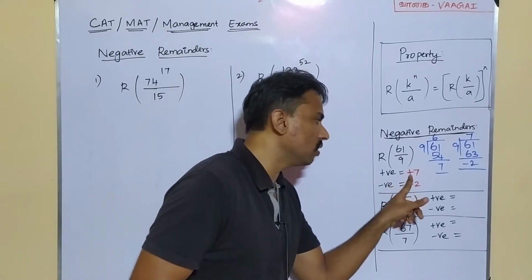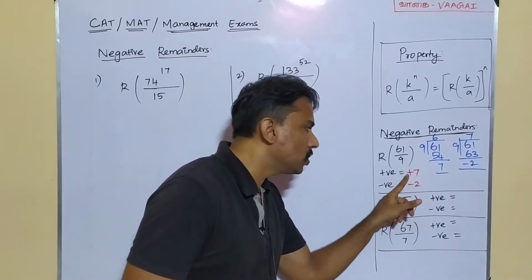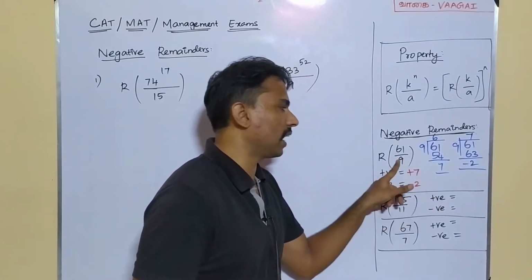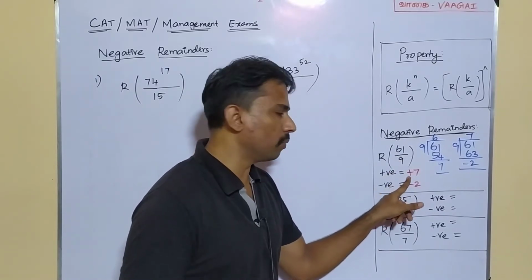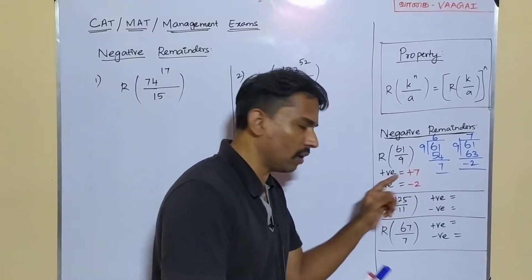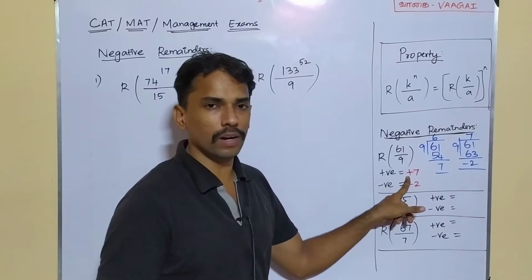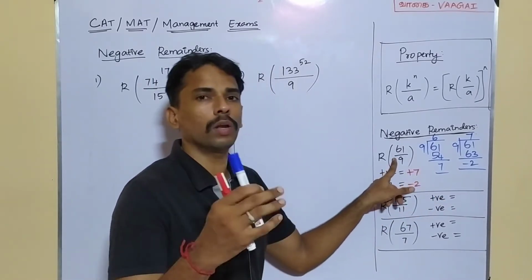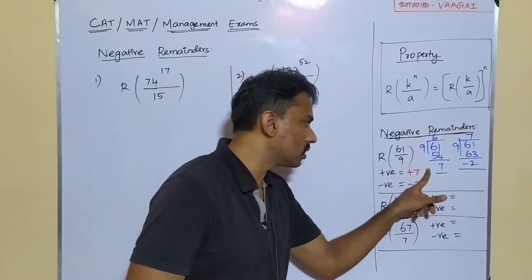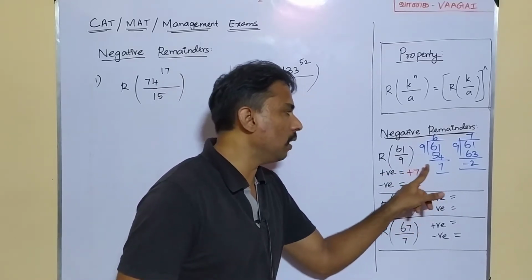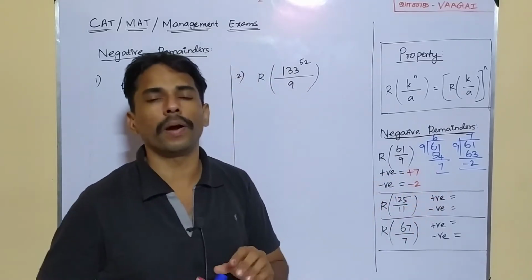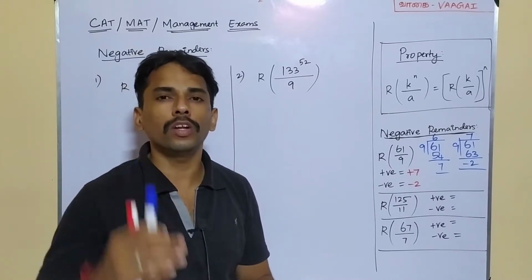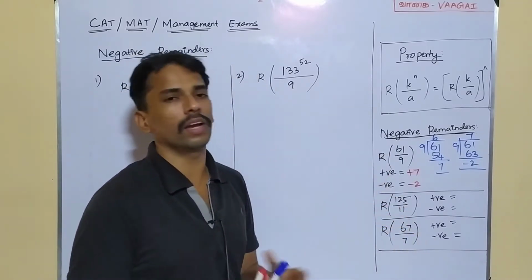The relation is very simple. When you have this positive remainder plus 7, just do minus 9, the number you are dividing by. Listen carefully: plus 7 minus 9 gives you minus 2, and that minus 2 is the equivalent negative remainder.